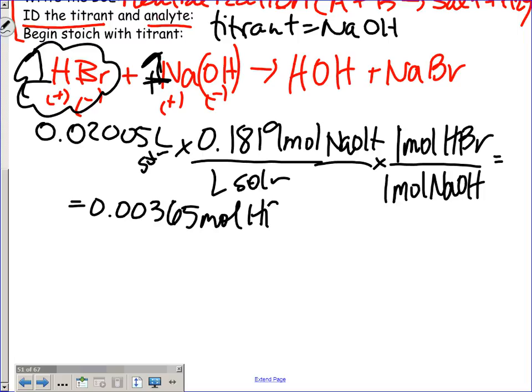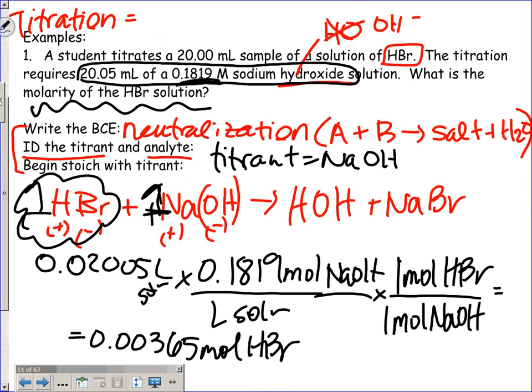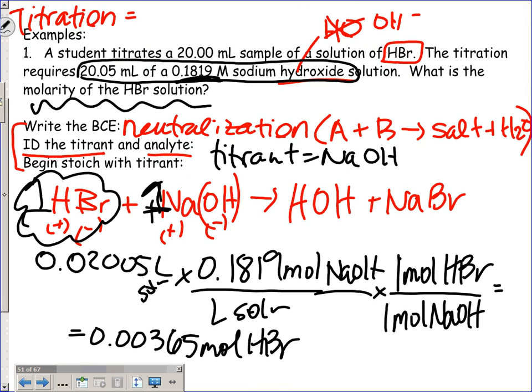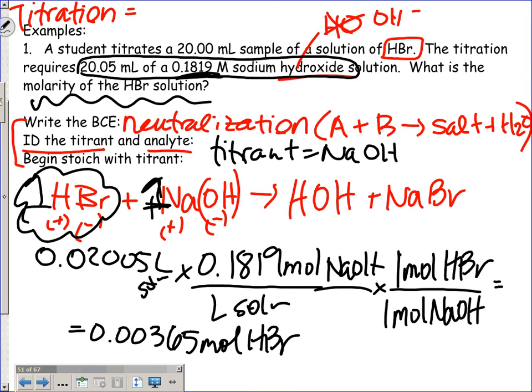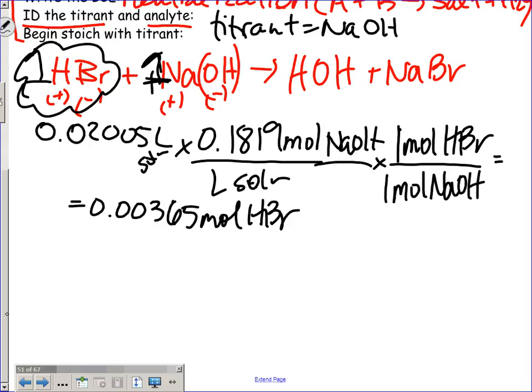So this is HBr, right? Okay, so I've got my moles of HBr. What's my volume of HBr I have in the problem? 20 milliliters. Well, 20 milliliters ain't going to work for me, right? I need that in liters. How many liters is that? Okay, so take your moles divided by your liters, 0.02000 liters, and what is that?